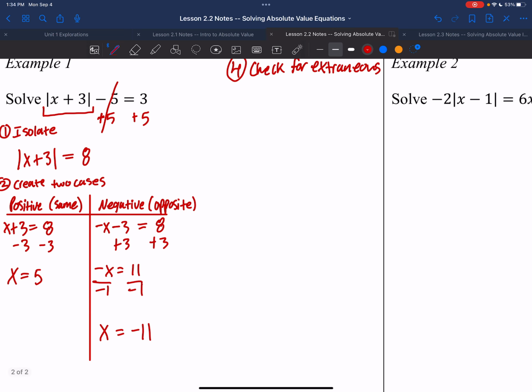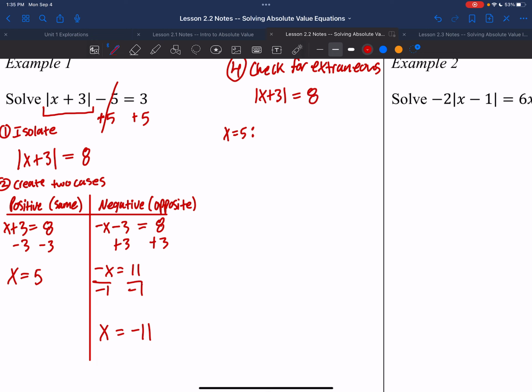So let's take x equals 5. Remember the expression, in fact, I'm going to write it here again as a reminder. It's absolute value x plus 3 minus 5 equals 3. Or really, what I like to do is take the isolated case because it's basically the same equation, you've just manipulated it. Here's absolute value x plus 3 equals 8.